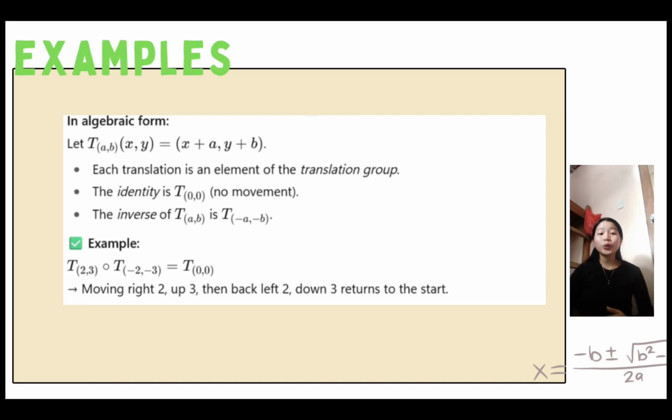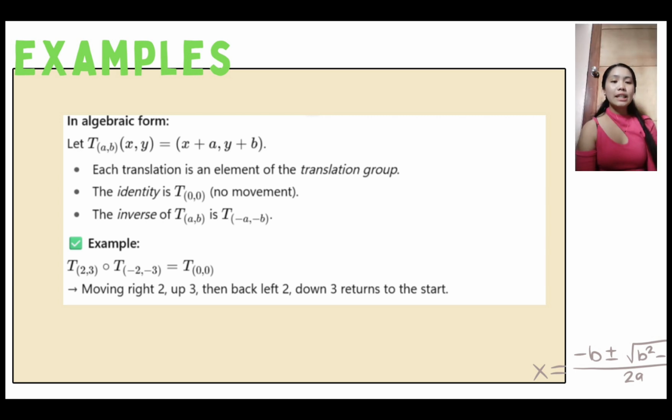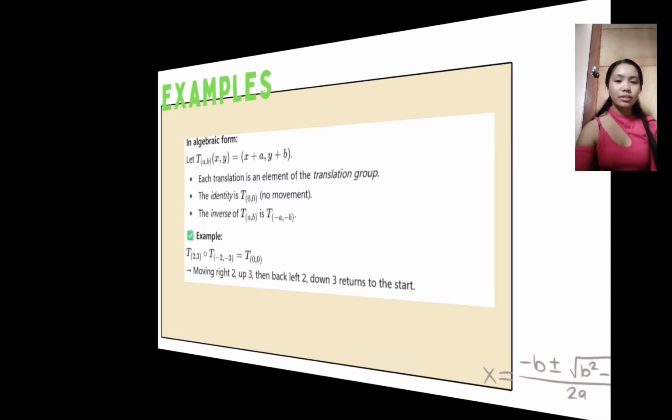This slide shows some example. So now let's start with translation and reflection. For translation, think of moving a chess piece on a board straight ahead. Same orientation, same shape, the coordinates simply shift by a fixed amount.